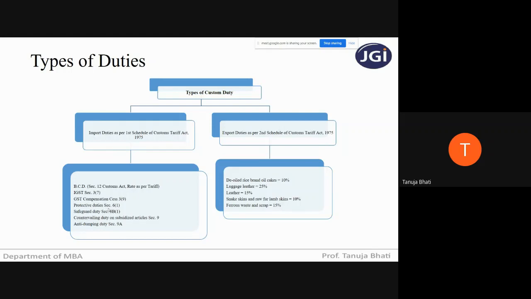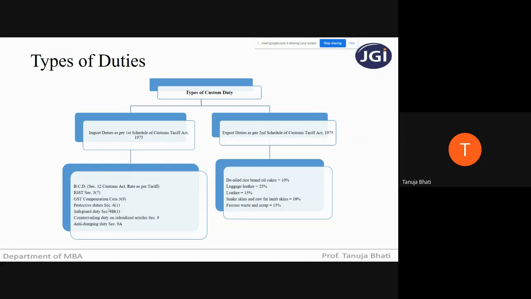Okay. Next, we move to the safeguard duty. Now, what is the meaning of safeguard duty? Many a times, in order to safeguard the Indian industries, the domestic industries, the government may levy the safeguard duty. What happens in this safeguard duty actually is the government's intention is to safeguard the domestic industries so that no injury is caused to the domestic industries.